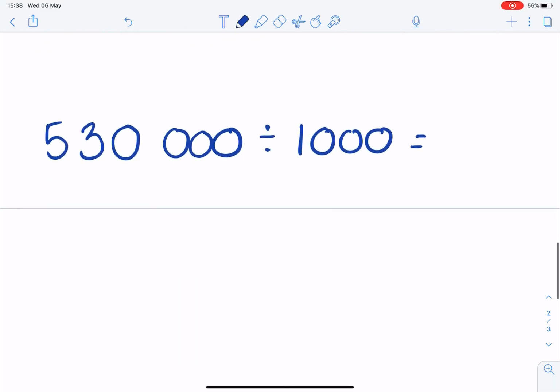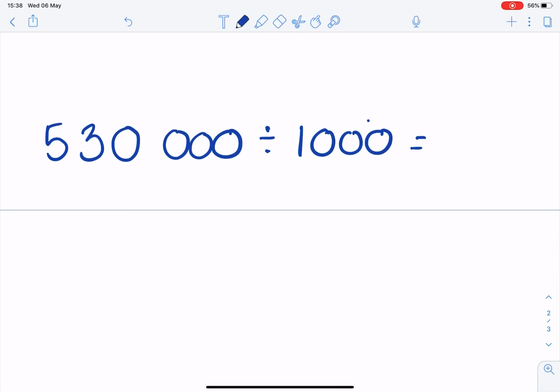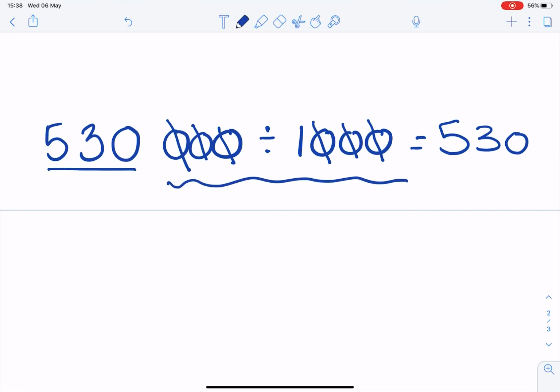Let's have a look at another one. 1, 1, 2, 2, 3, 3. I am left with 530. You can do housey sums for these, but I think that this method is far quicker and far easier.